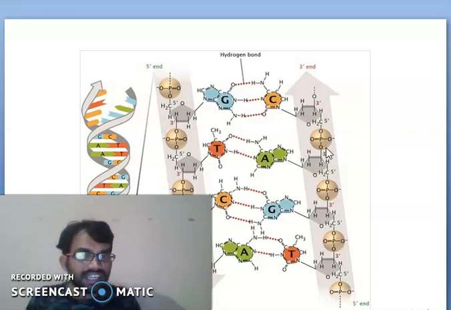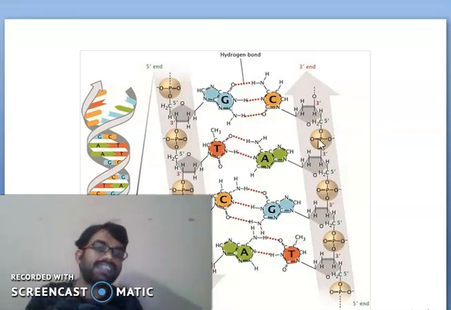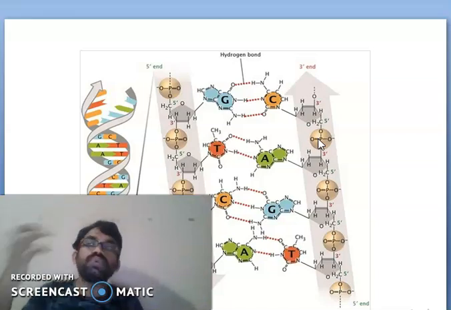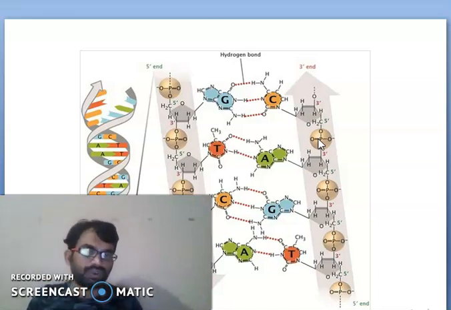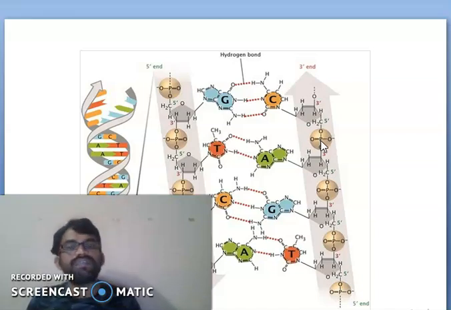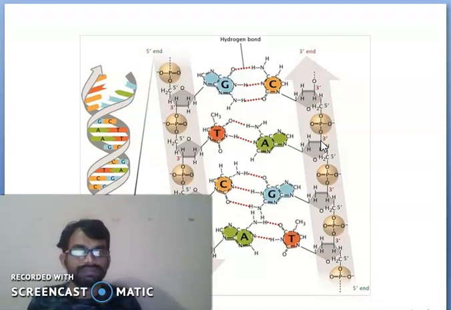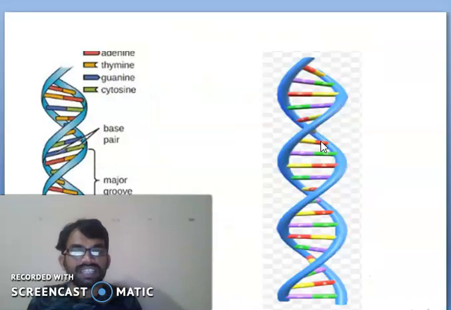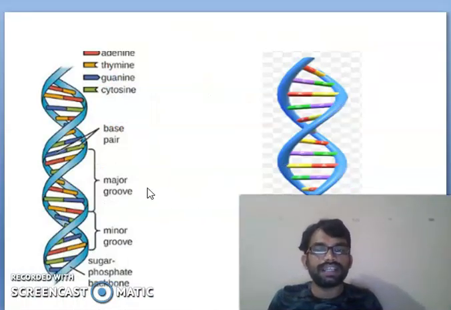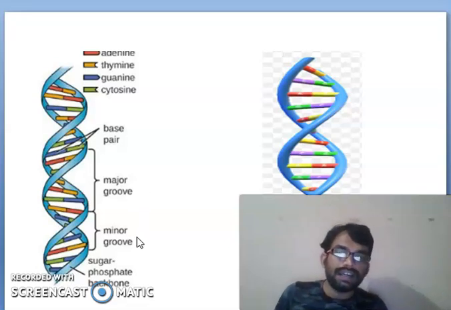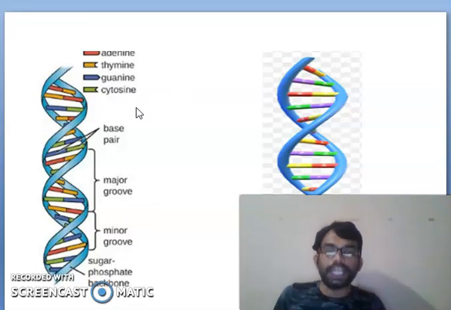You can see here how one phosphate group interacts with another phosphate group through sugar molecules. Okay, this is the actual structure of DNA molecules. Now you can see here how the DNA molecule shows the minor groove and the major groove, the sugar-phosphate backbone, and adenine, thymine, guanine, cytosine.